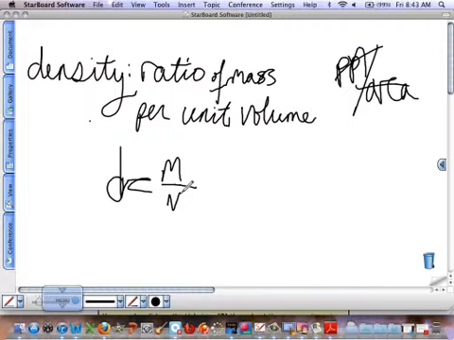What are the normal units for density? Especially in this class, what are our standard units for density? Grams for mass. What about volume? Grams per milliliter. Unit volume, 1 unit. So the mass over 1 milliliter, the mass per liter, the mass per cubic kilometer, or cubic centimeter.